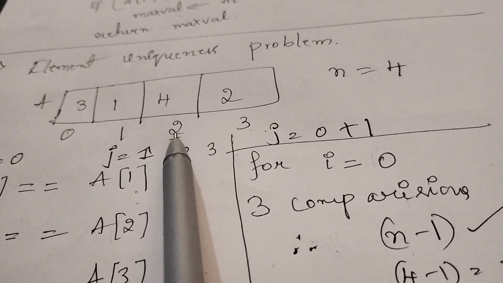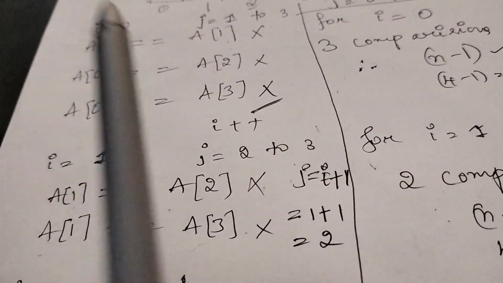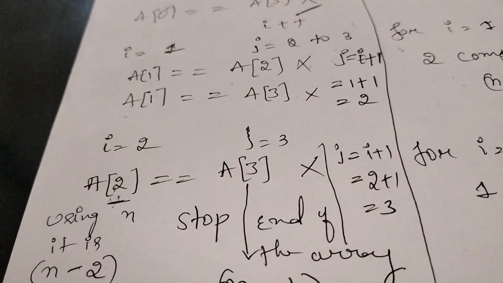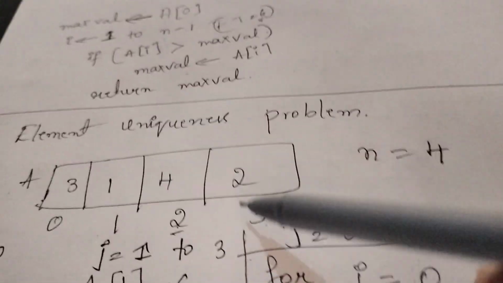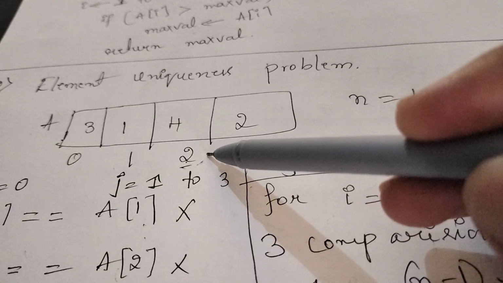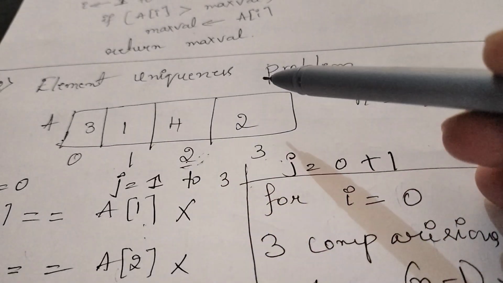That's what it means. So 0 to 2 is nothing but it has started with 0 and ended at the index value 2. And that's why we have taken the upper bound as n minus 2, because the I loop reaches only till here. It doesn't move forward.